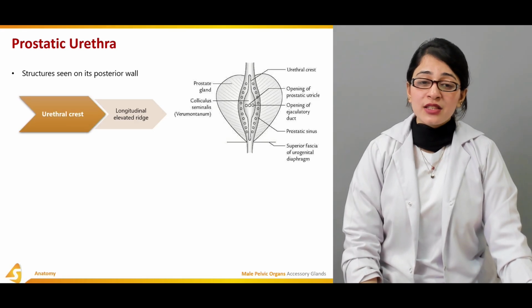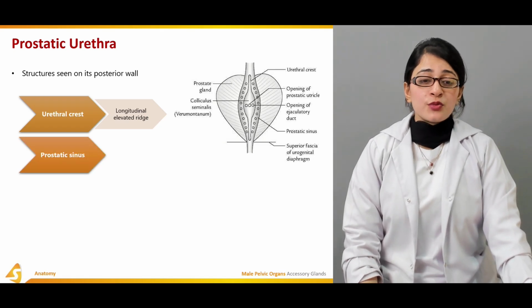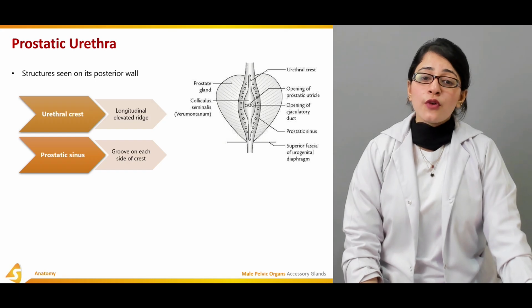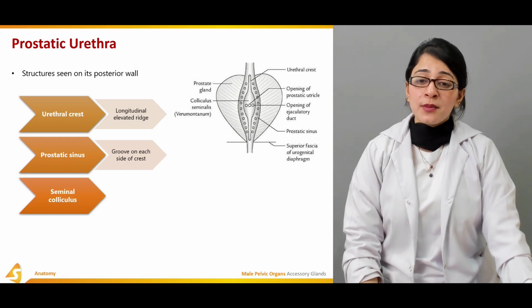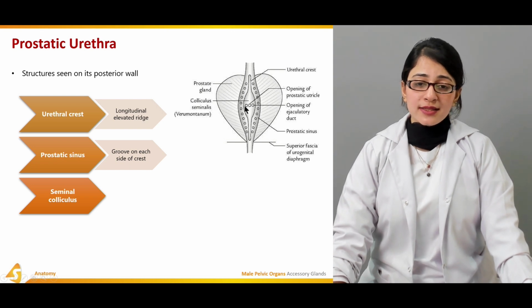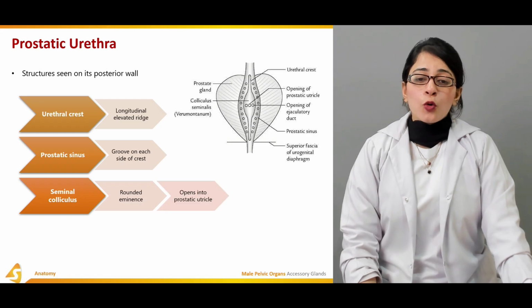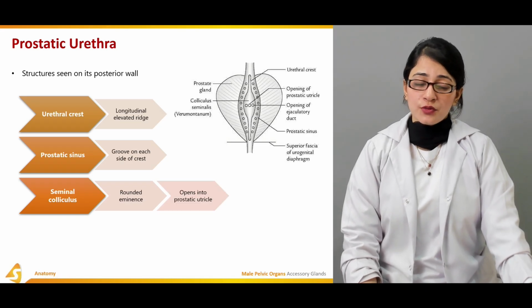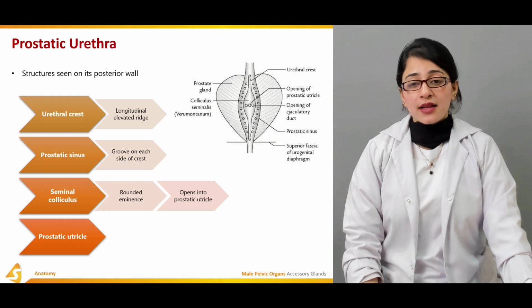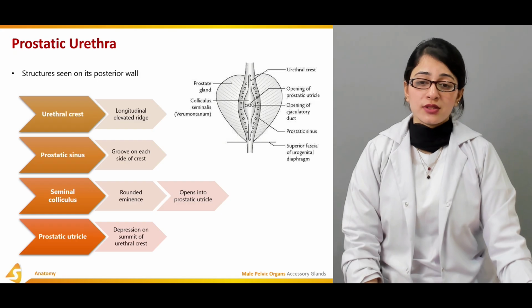Urethral crest, we can see the urethral crest, which is the longitudinal elevated ridge. We have the prostatic sinus, which is a groove on each side of the crest. We have the seminal colliculus. This is the seminal colliculus, you can see here, which is the rounded eminence and opens into the prostatic utricle. Then comes the prostatic utricle, which is basically the depression on the summit of the urethral crest.